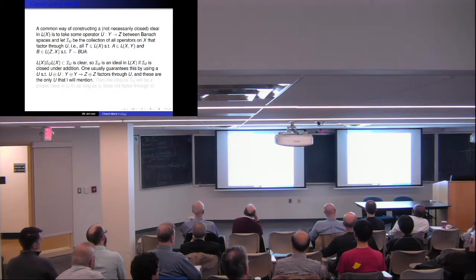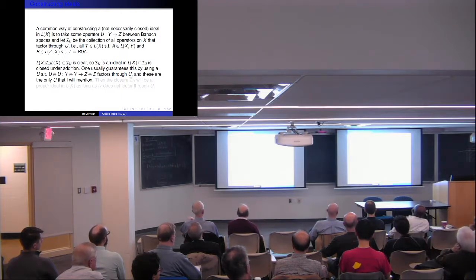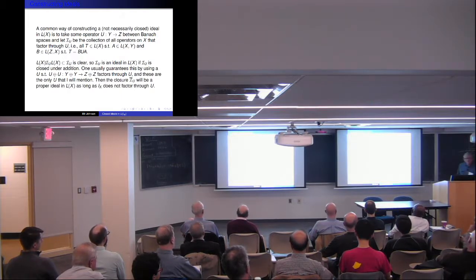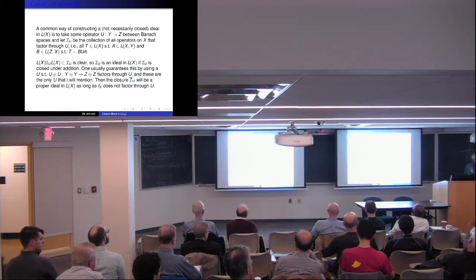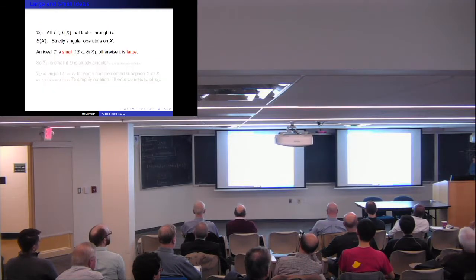So how can you guarantee this is an ideal? Well, to make it closed under addition, the easy way is to make the direct sum of this operator with itself factor through the operator, which is easy to rig up for operators that have this property. And this is what I'll mostly talk about. Then the closure of this ideal will be a proper ideal as long as the identity operator on X does not factor through U. As long as the identity does not factor through U, you can get a proper ideal, because you won't get this. So these are the ways that you build these closed ideals.